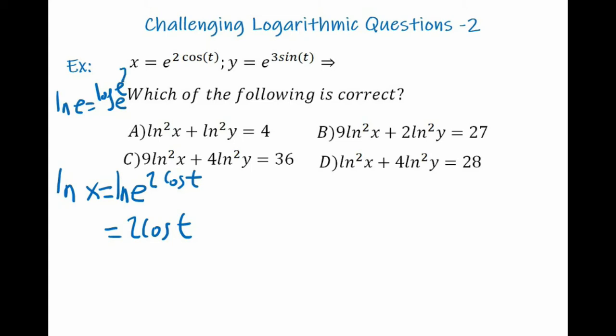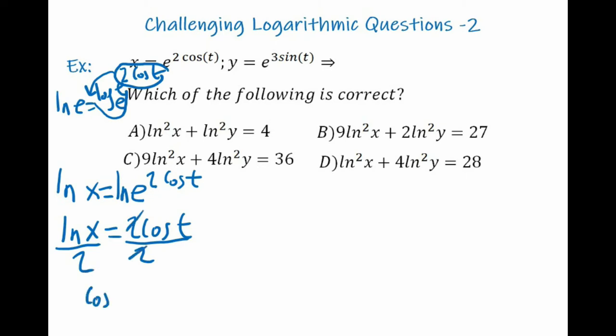If there is a power like this, 2 cosine t, then that number is going to come directly in front of logarithm of e in base e, and because logarithm of e in base e is 1, the right side is equal to exactly 2 cosine t, and the left side is ln x. And if I divide both sides by 2, I see that cosine t is ln x divided by 2. And then I'll do a similar thing for y.